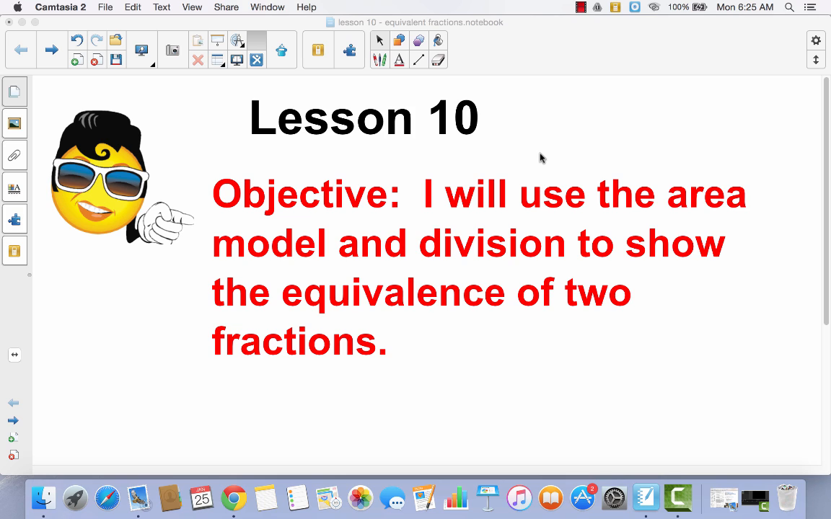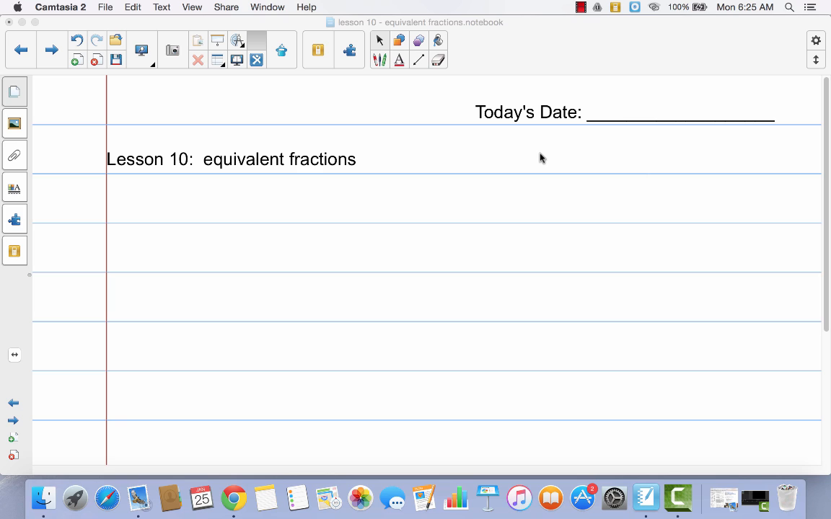When we showed it with an equation, instead of using multiplication, we were using division. So we're going to continue that today. Go ahead and get your math journal ready. Write today's date and write equivalent fractions. We're going to do something very similar to what we did yesterday, but we're going to add a new component to it. Once you get your journal ready, go ahead and press play.